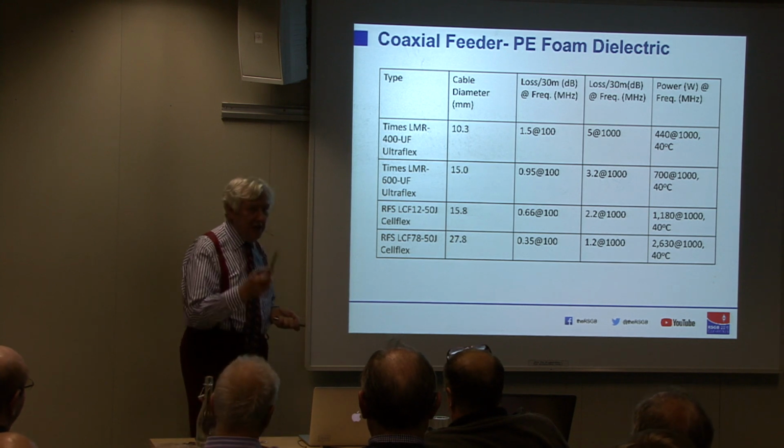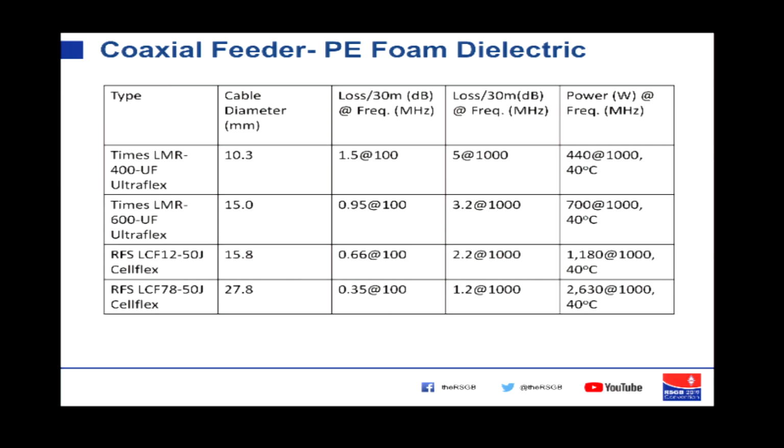Onward, though, we said we need low epsilon R to get a good result, to actually get lower loss at a given size of cable. So this is a rather nice cable. This is LMR 400 Ultraflex. It's about the same size as RG213, but it has a foamed polyethylene dielectric. It's starting to meet our loss criteria. Even 30 meters is 1.5 dB.